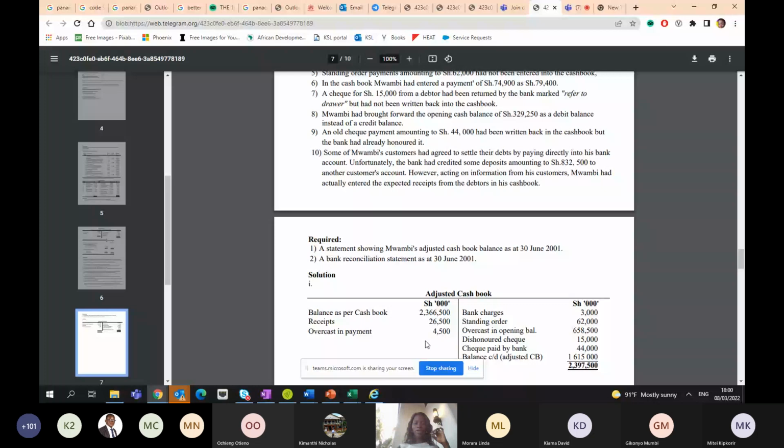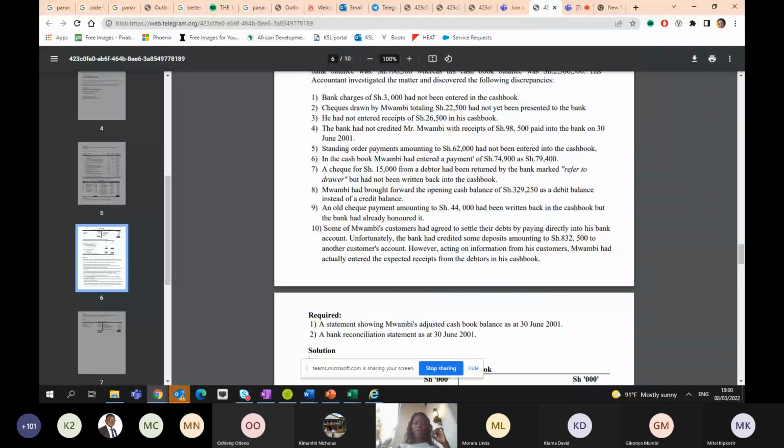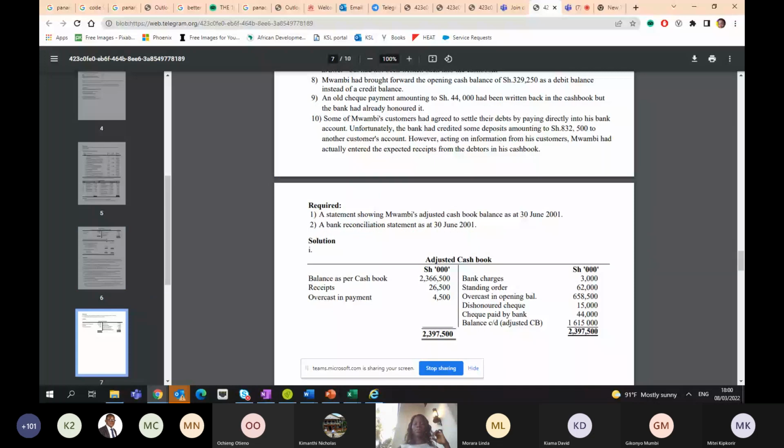Then we go to the next one. The bank had not credited. If the bank had not credited, it's uncredited, so we put it aside for now. Then the next one is a standing order payment of 62. We know a standing order is also a payment out. So it comes over there at 62K, and it's going to reduce the amount.